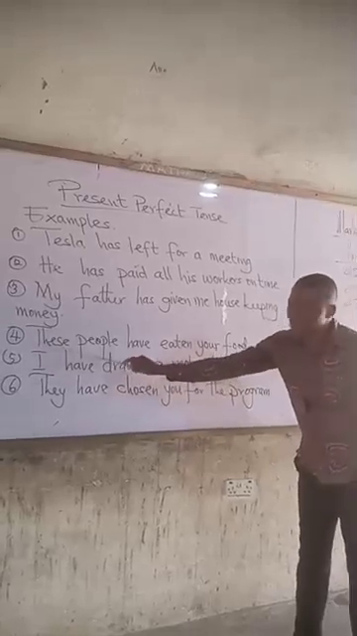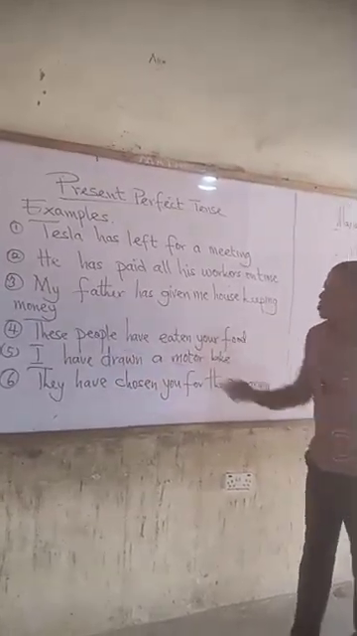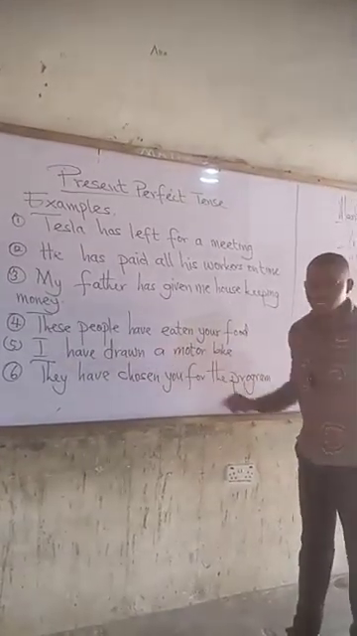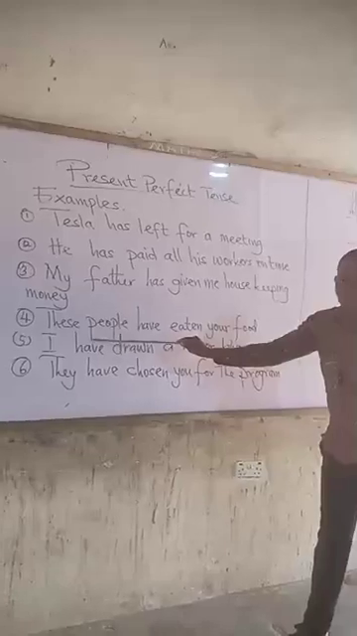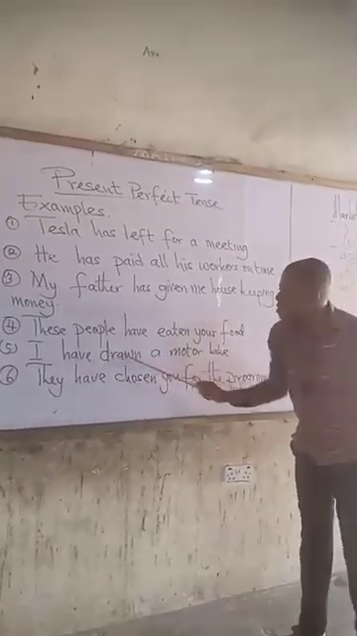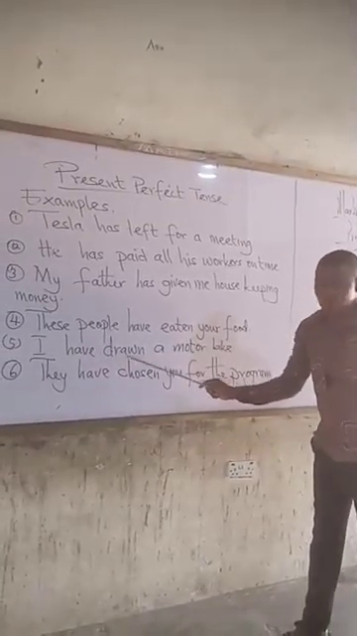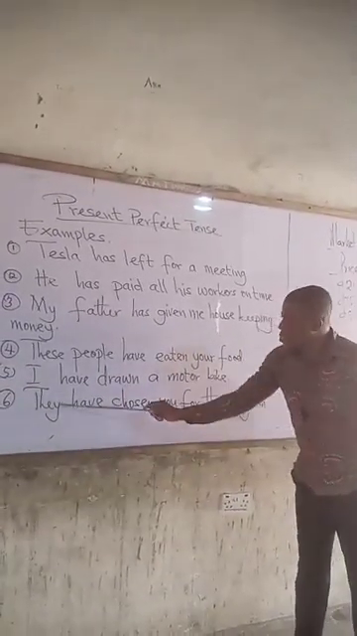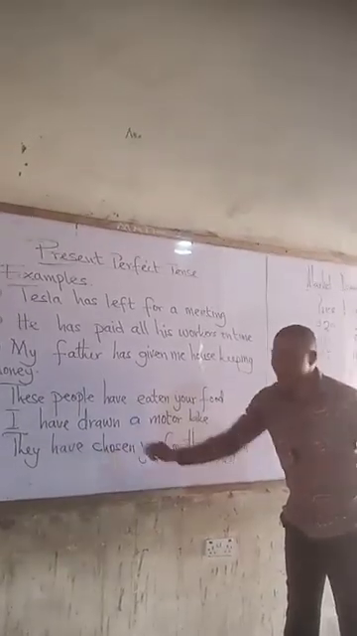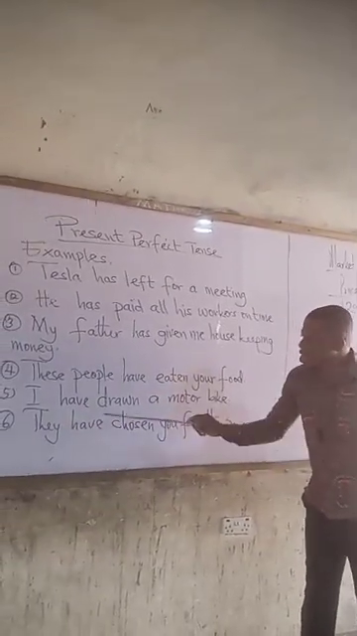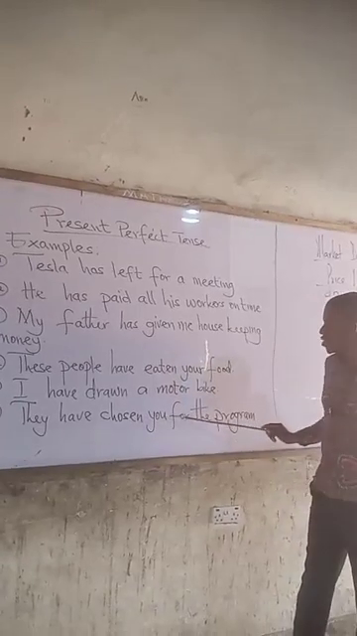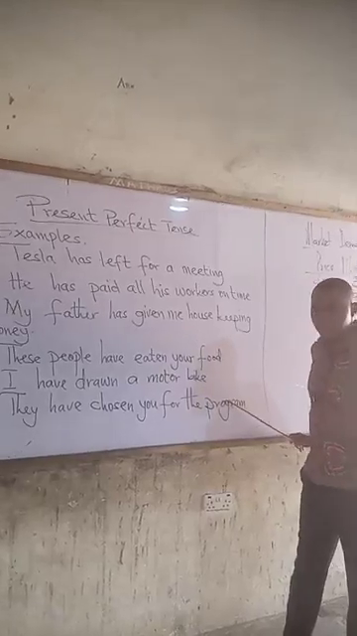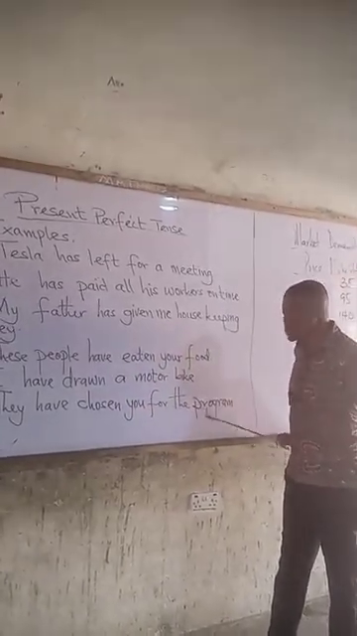Now, when you are using a singular pronoun, which is I, you use have: I have drawn a motorbike. So I, then the auxiliary verbs, we have have over here, not has. Then the past participle form of draw will be drawn. So I have drawn a motorbike. Number 6, we have they, which is also plural, third person plural. We now have: they have chosen you for the program.